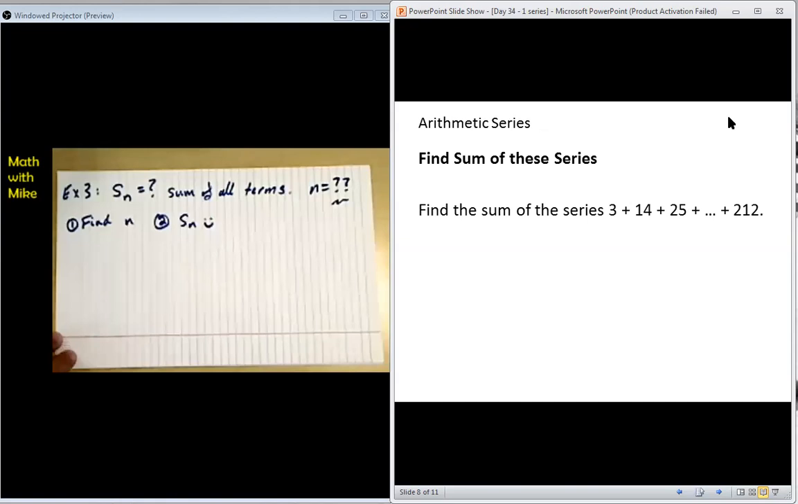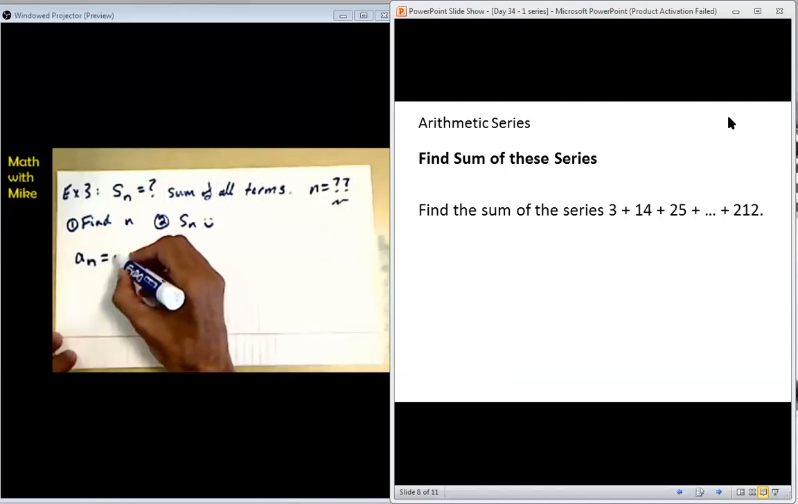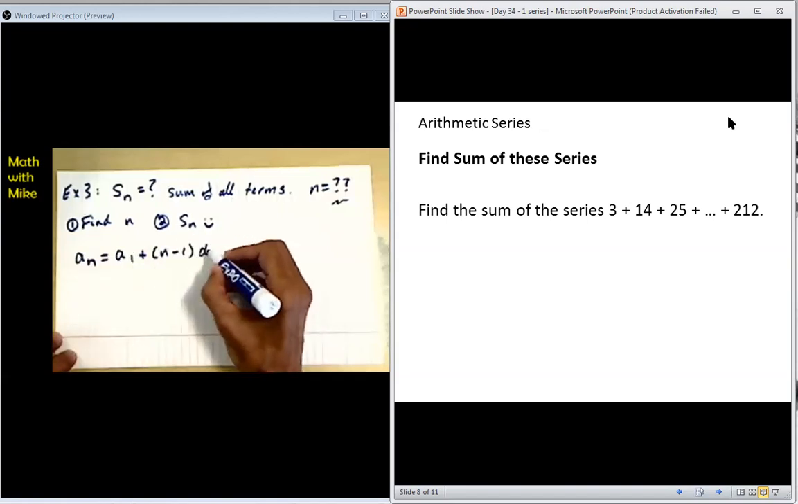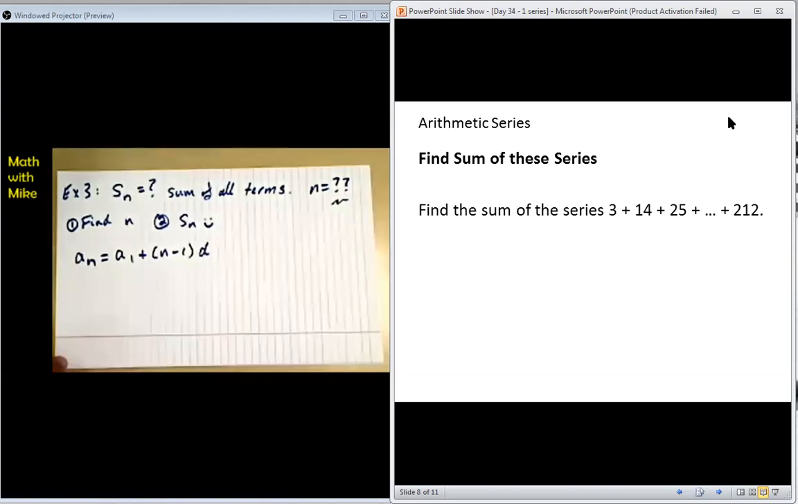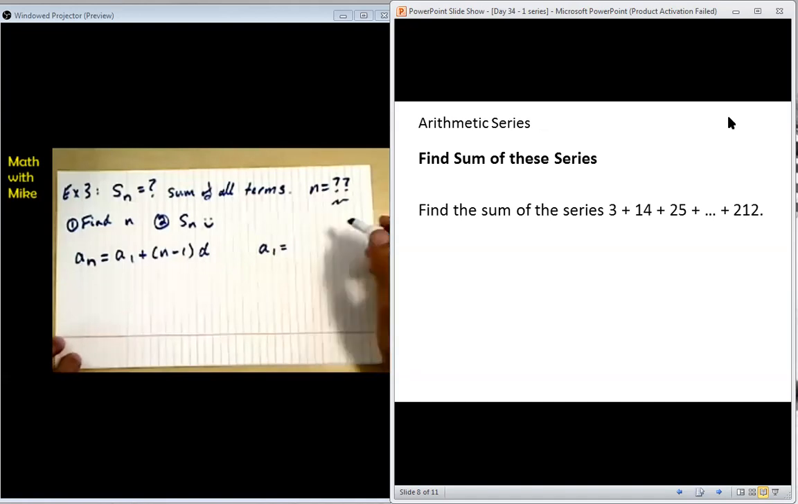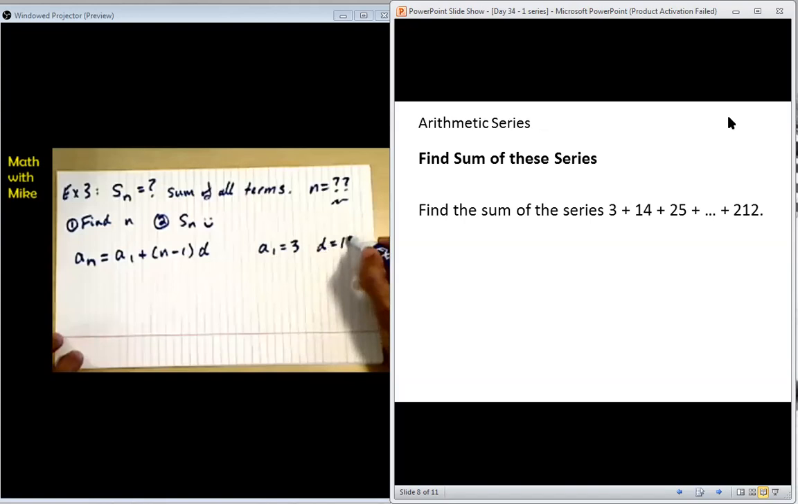Okay, so to find N, here's what we can do. We can use the formula we had for the general term. This will allow us to figure out what N is going to be. If we make a list, the first term, A1, is equal to 3. D is equal to 11.